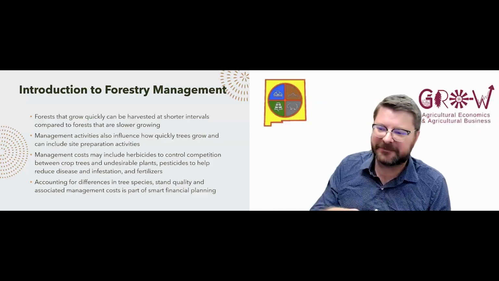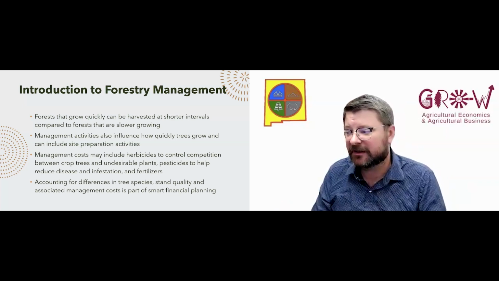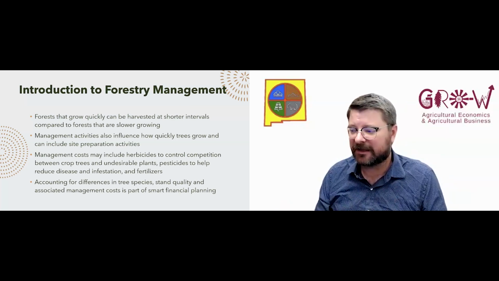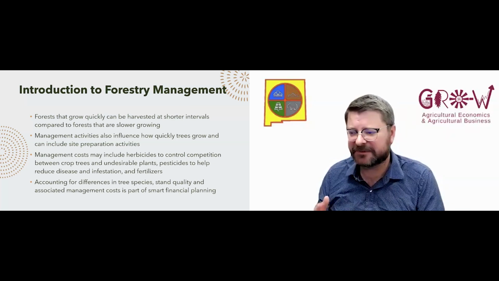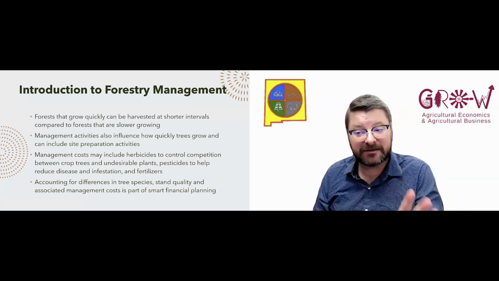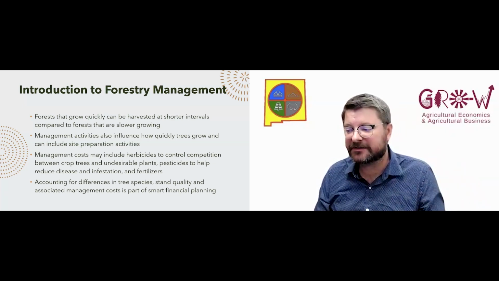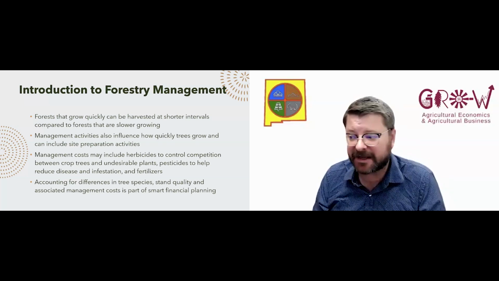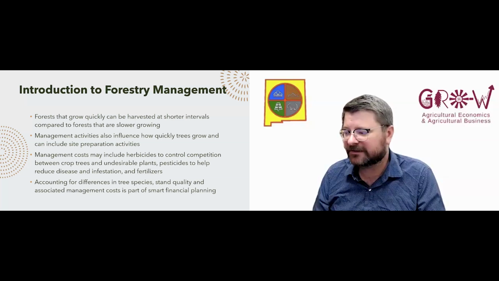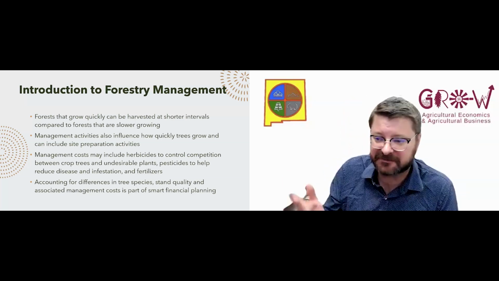And management activities can also influence how quickly trees grow. And that can include site preparation activities, management. And also the other side is management costs. So that could be herbicides, competition between crop trees, managing undesirable plants, pesticides to reduce disease, fertilizers, etc.